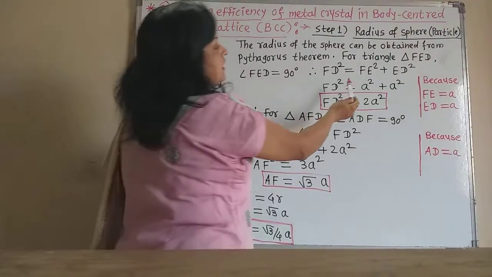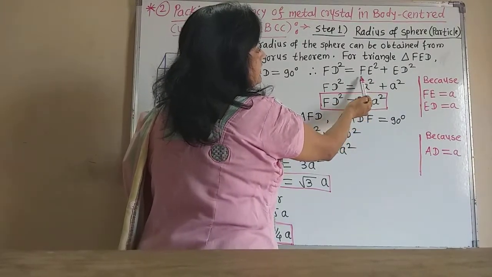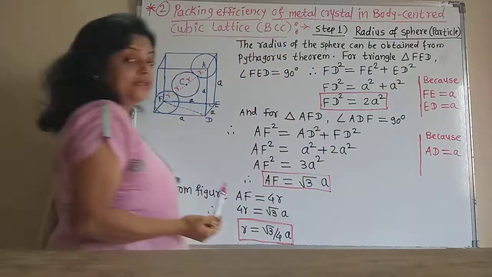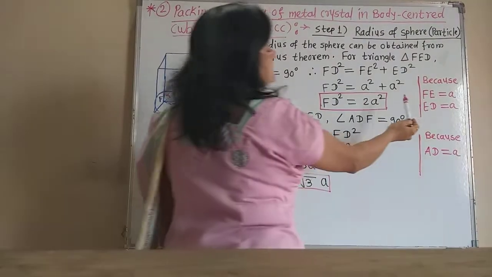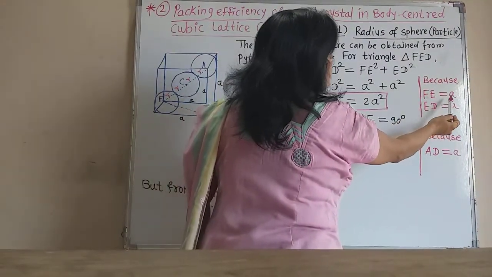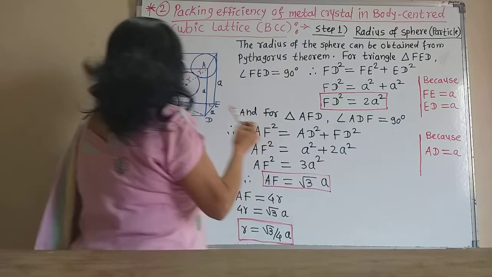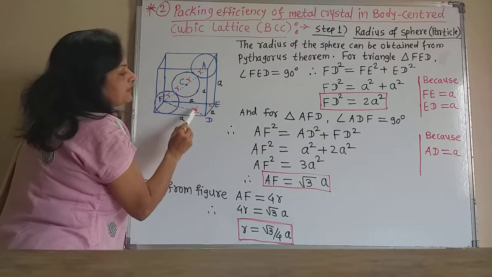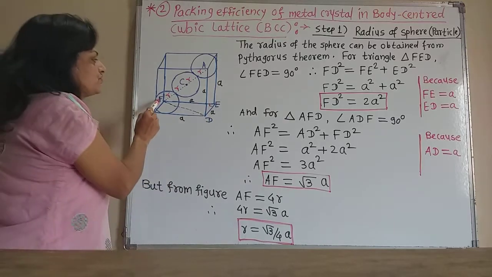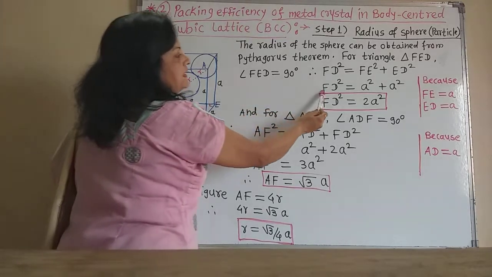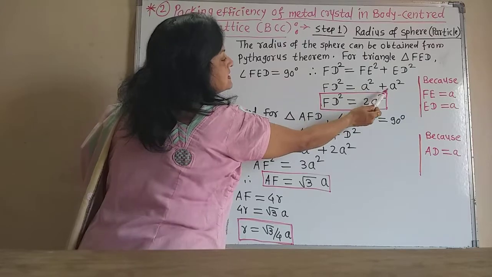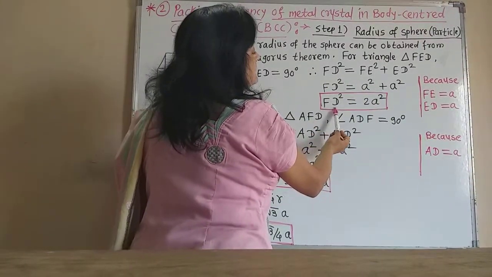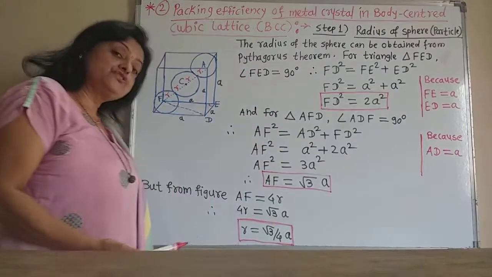Therefore substitute EF square as A square and ED square as A square, because FE is equal to A and ED is also A. So FD square is equal to A square plus A square, that is twice A square. FD square is equal to twice A square.